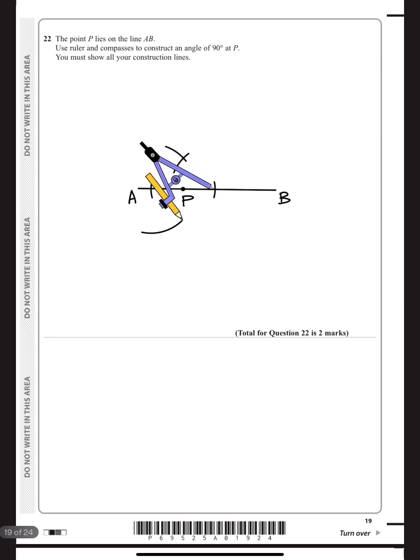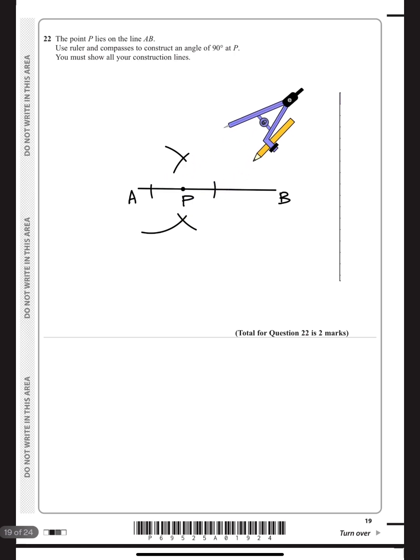It's important to note that here I have not changed the size of my compass. I'm just ensuring that both of my arcs will intersect and cross over. So I go back and make one of the arcs longer. Now I take the ruler and I draw a straight line through those intersection points and going through point P. And that forms an angle of 90 degrees.